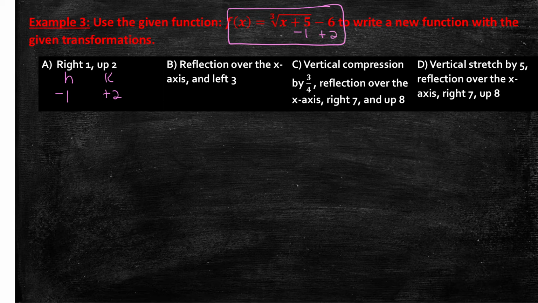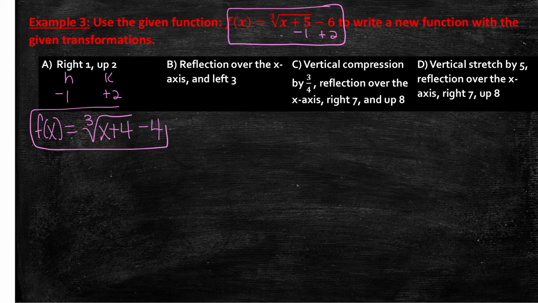Now go ahead and write your new function. So f of x equals cube root, but when I subtract 1 from 5, I get 4. So that's going to be x plus 4. And then negative 6 plus 2 is minus 4. So there's your function there.